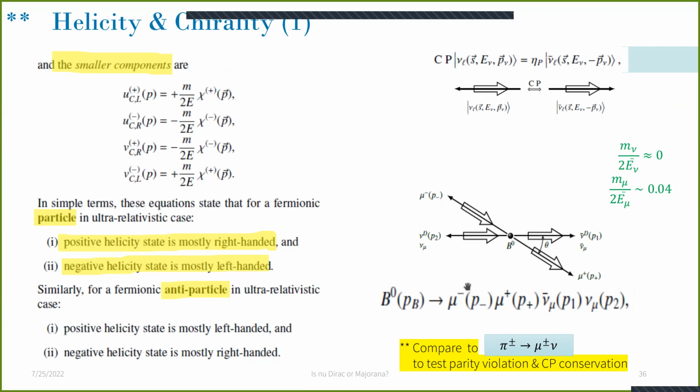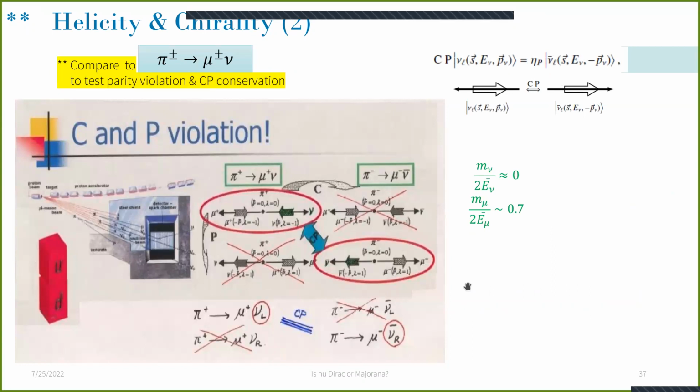But in experiment, they found maximal parity violation and CP conservation. This was long ago. I will show it on the next page. What they did is they brought the pion to rest and produced it, and the pion spin is 0, scalar, pseudo-scalar. Then we can do all the possibilities I mentioned, and they tested P and C and CP this way.